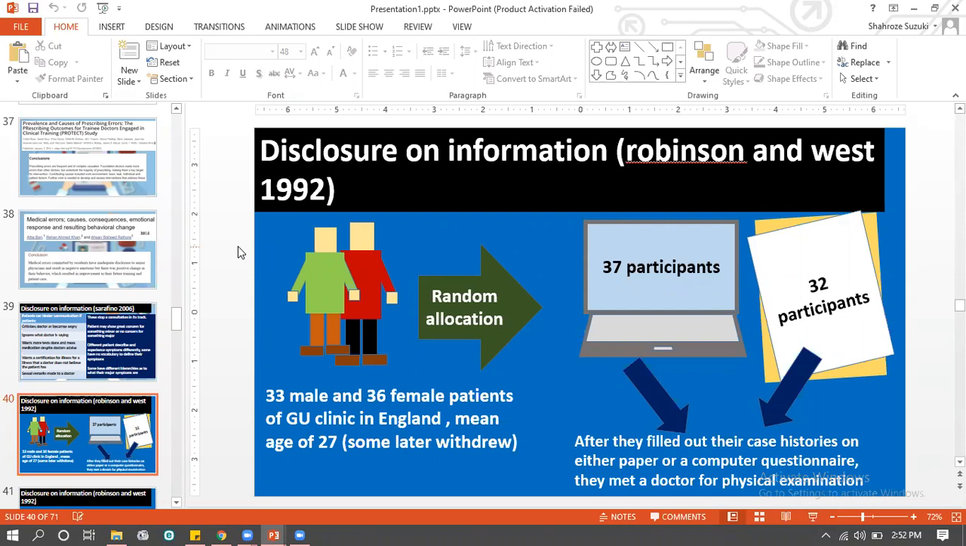So to do this experiment, what do Robinson and West do? They select 69 people, 33 male, 36 females, right? Obviously an equal amount of gender. These male and female patients are from the GU clinic. GU clinic means obviously some geriatric urinary clinic, something like that. So there they have some urinary infection kind of thing.